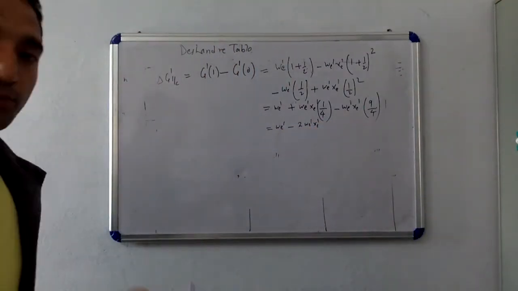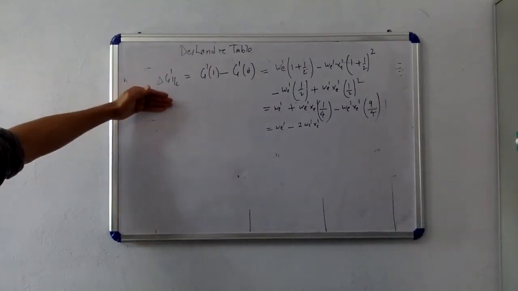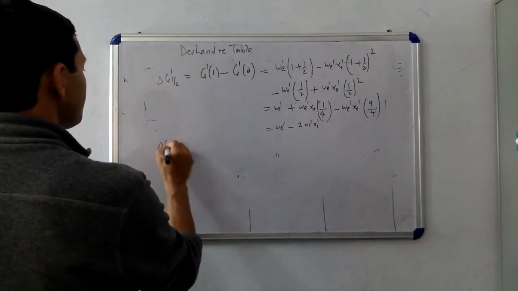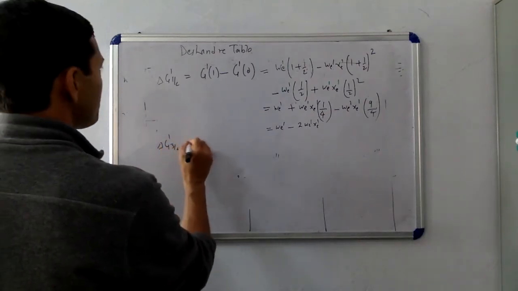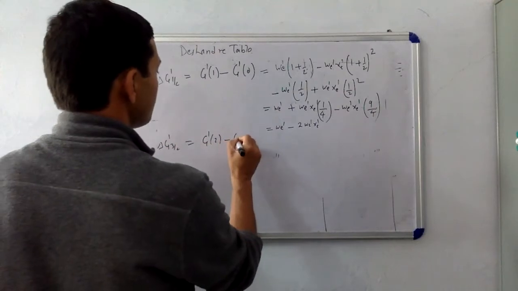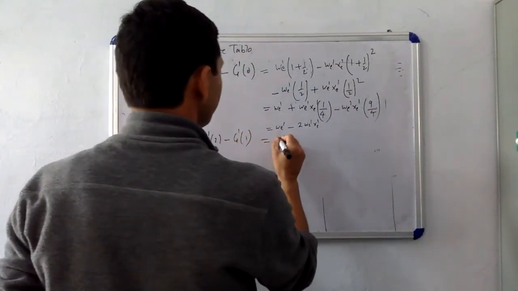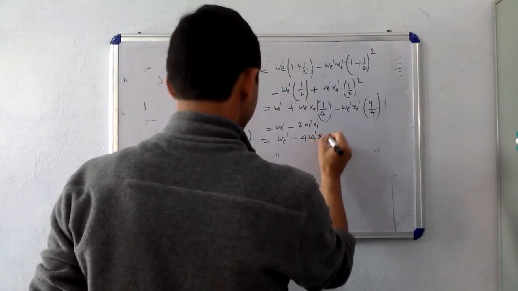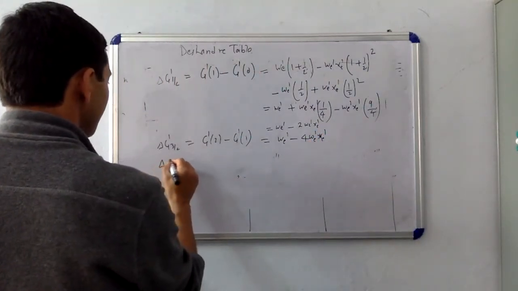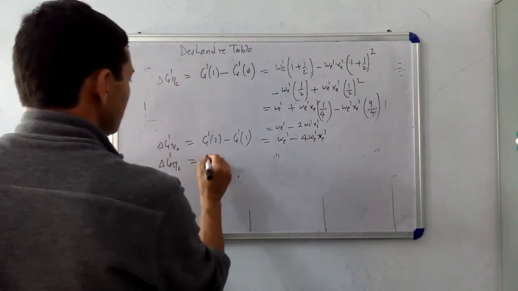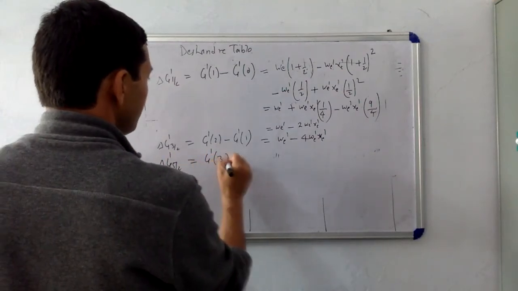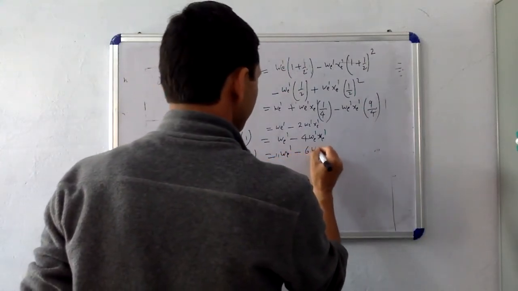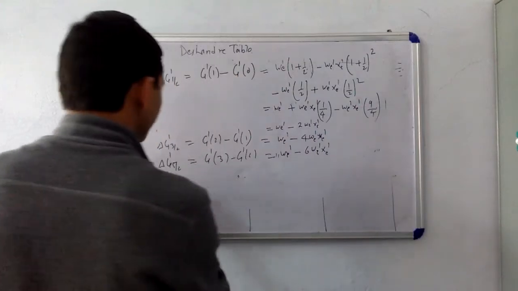So once we take these vertical transitions, you have this energy difference. Similarly, you could write delta G prime of 3/2 is equal to G prime of 2 minus G prime of 1, which gives omega e prime minus 4 omega e prime x e prime. Similarly, delta G prime of 5/2 is equal to G prime of 3 minus G prime of 2, which is omega e prime minus 6 omega e prime x e prime, and so on.